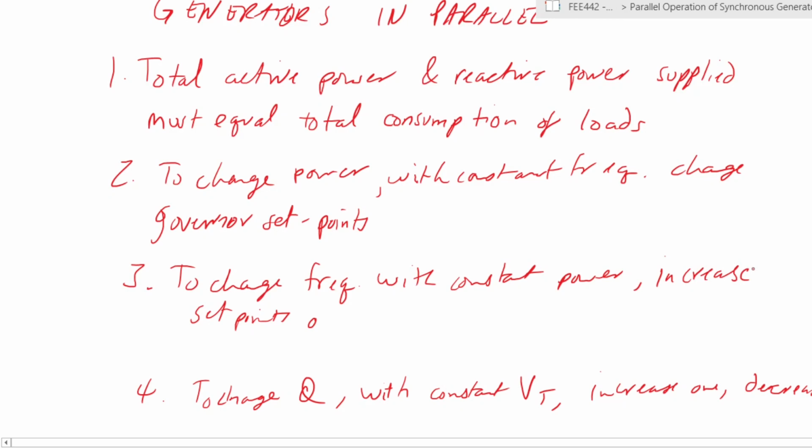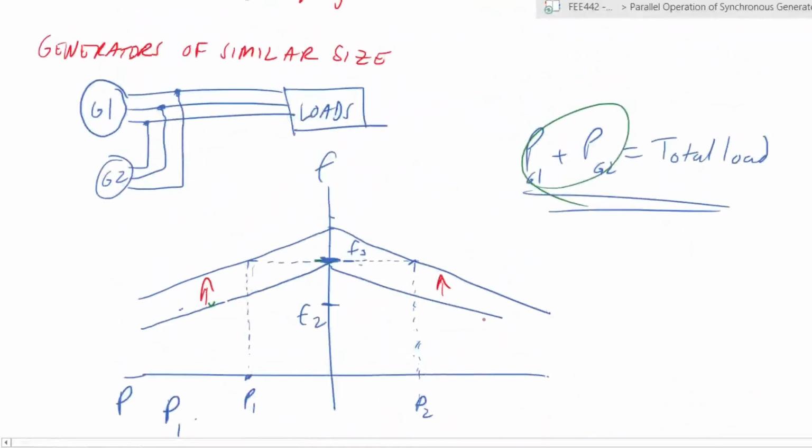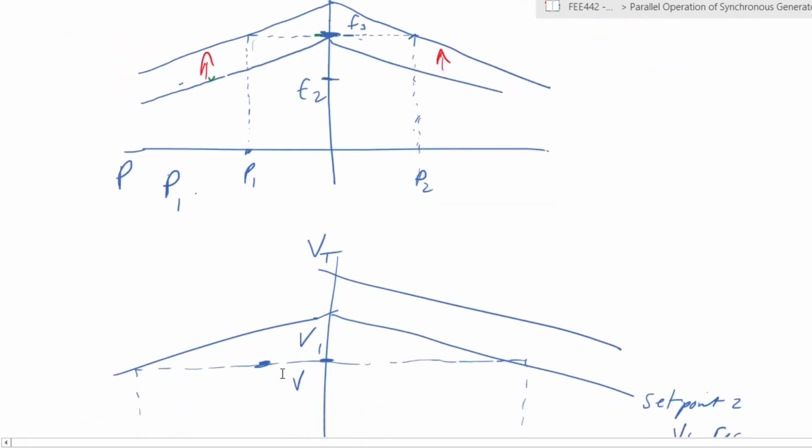And this other side. So to change the power with constant frequency, increase set point of 1, and decrease the other. And here we increase set points of both. Right? That is to change the frequency with a constant power. You retain the two powers that you want. The ratio remains the same.